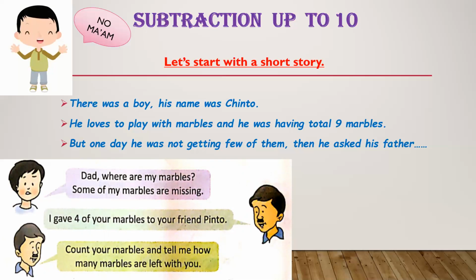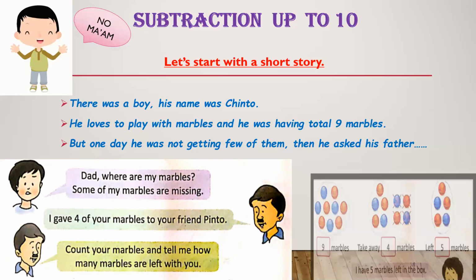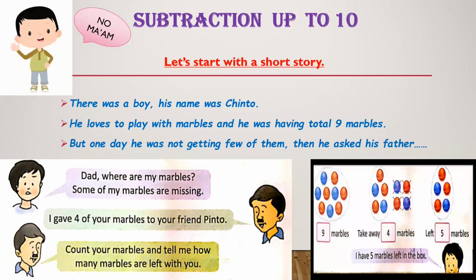Then Chintu started counting. After some time, he got the answer. And the answer was 5. Earlier he was having 9 marbles. And his father gave 4 marbles to his friend. So he was left with 5 marbles. In that way, Chintu did subtraction.